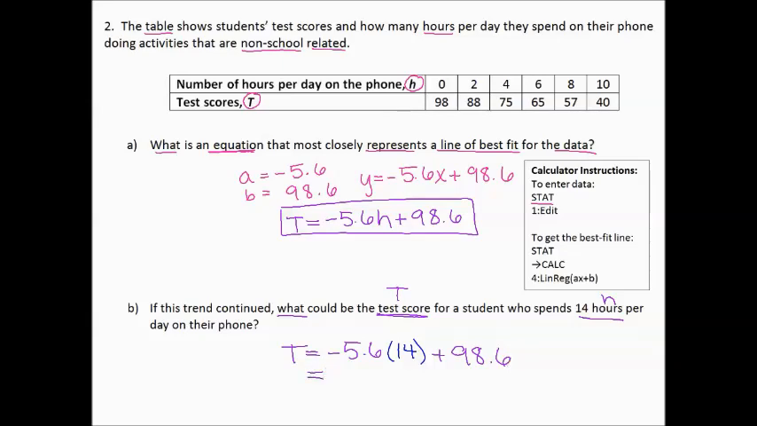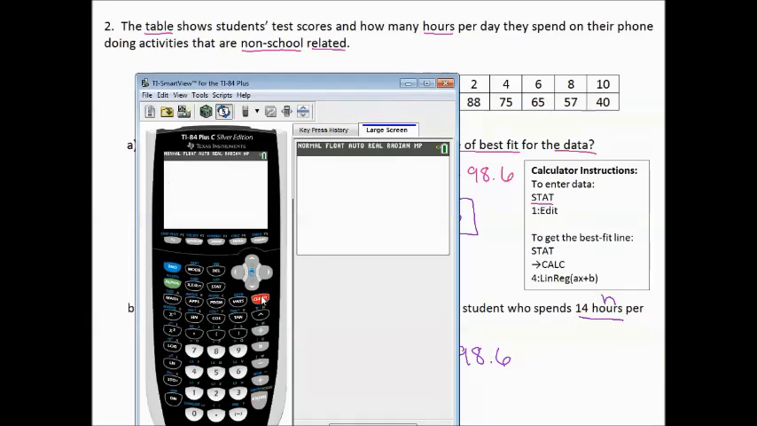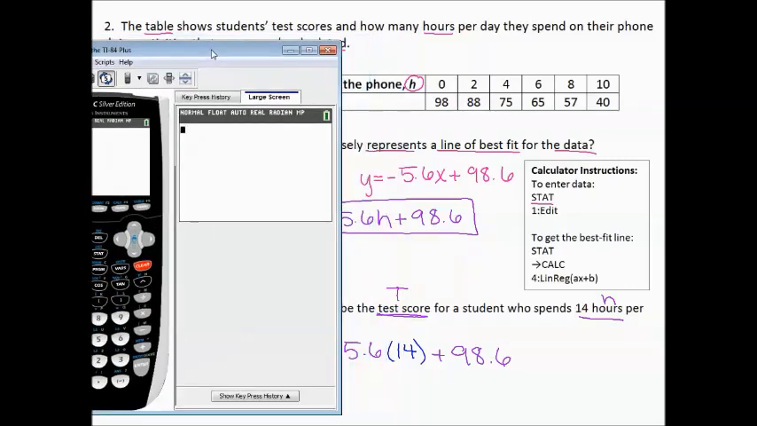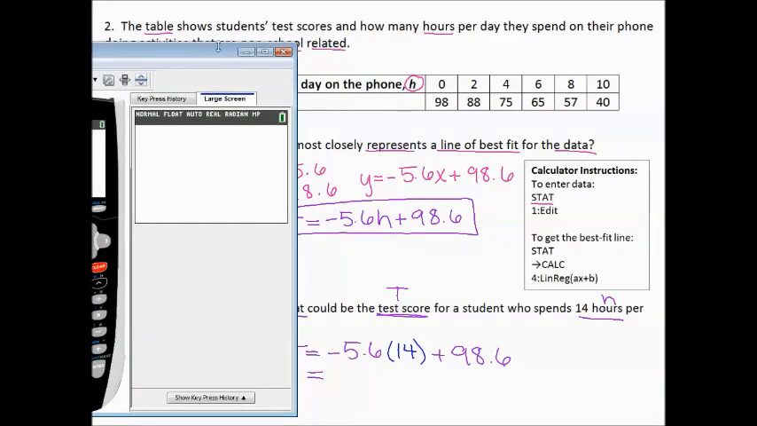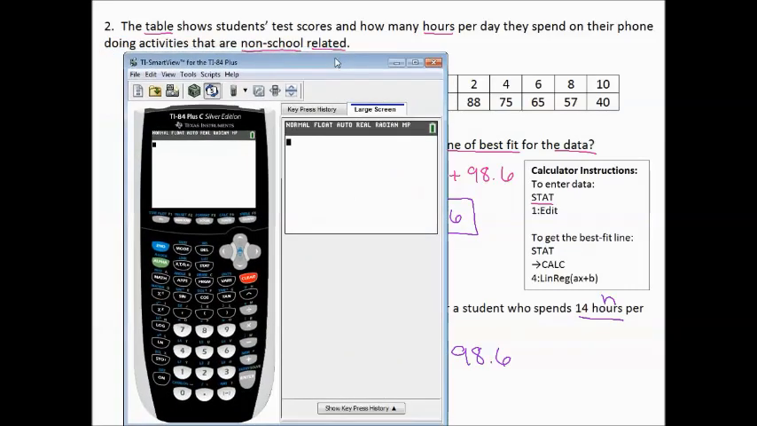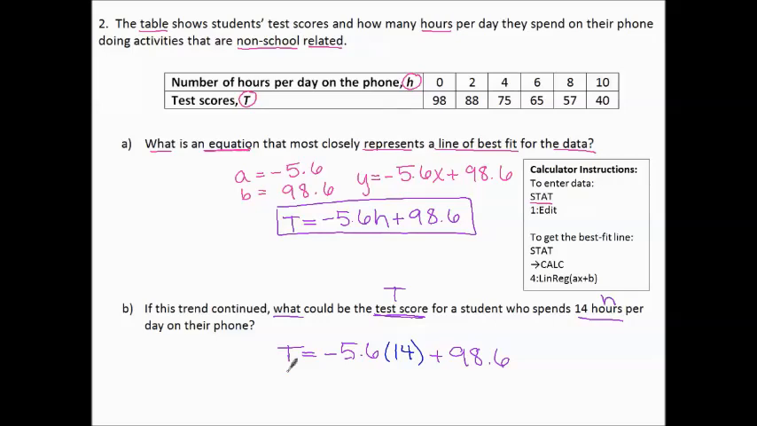Now I just need to solve this. I can use my calculator again. When I'm in here, I can hit clear. And I want to type this equation in. Negative 5.6 times 14 plus 98.6, and I get 20.2. So a student who was on their phone for 14 hours might get a 20.2 on their test.